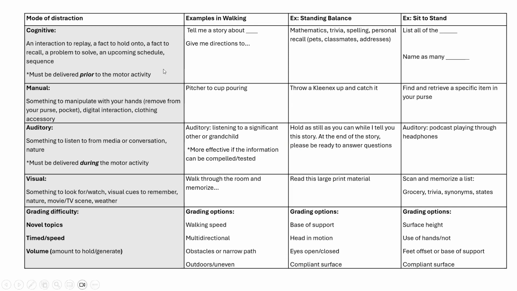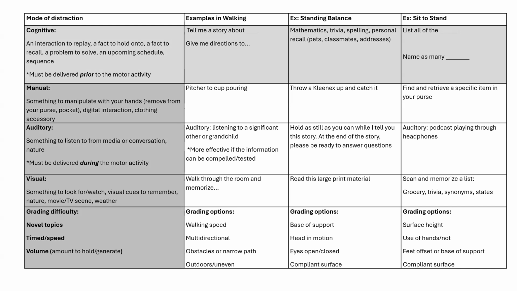Let's guide you through. All right, first and foremost, you see that the modes of distraction are down to the left, and the examples of mobility are in the columns to the right. In all of these cases, let me very clearly say we want to personalize the distraction. If I did a cognitive distraction, for example, in walking, that could involve the individual telling me a story about something that's personal to them or making up a story. That's a cognitive distraction. If they were compelled to give me directions to drive from here to their home or to a store that we both know, that would also be a cognitive distraction.